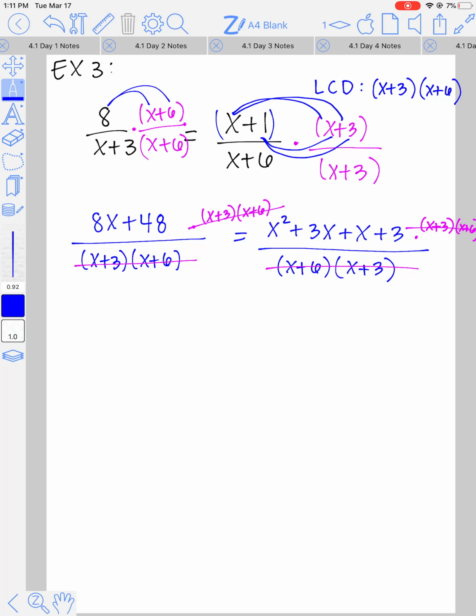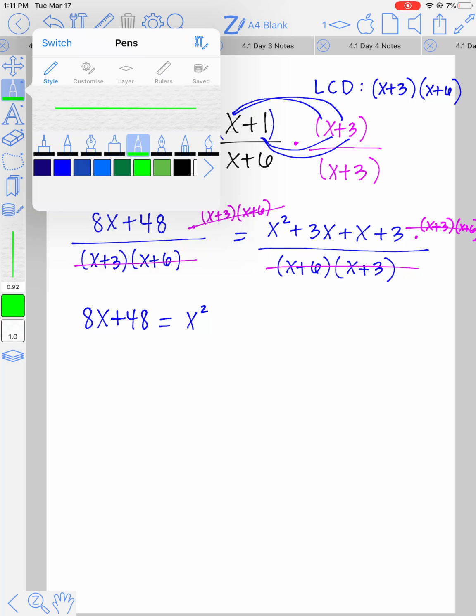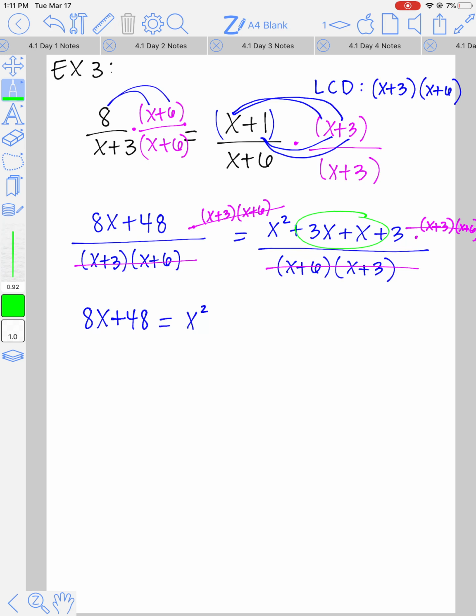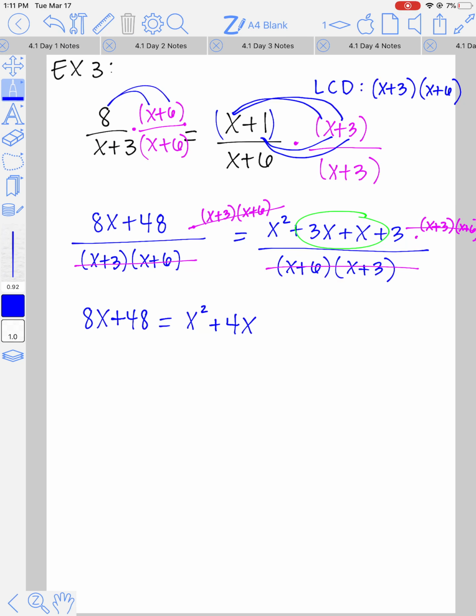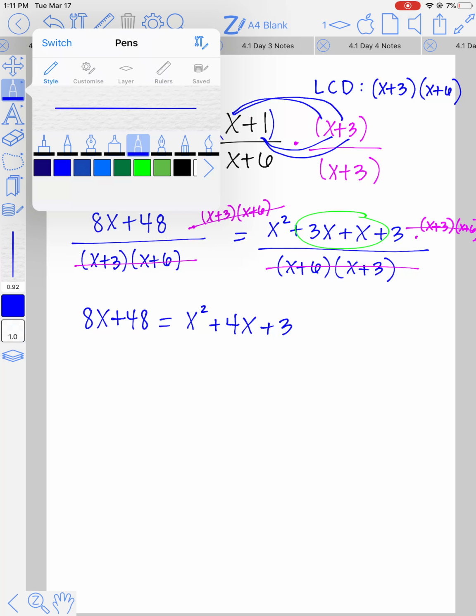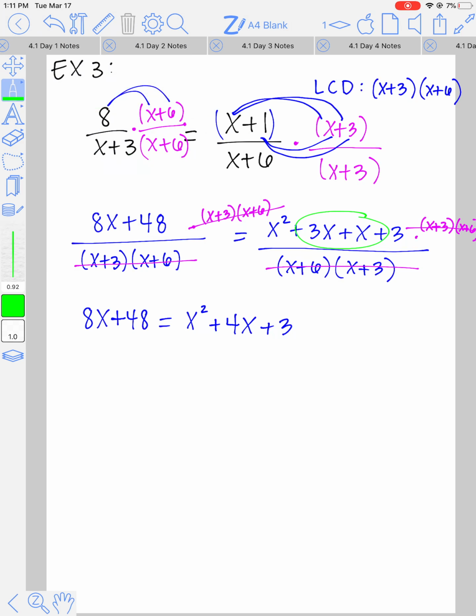Okay, and all we're left with on the left is 8x plus 48. And on the right side, we're just left with x squared. I'm going to combine the 3x and the x, and that's going to give me 4x. And we'll have the plus 3 at the end. Okay, so this time we have a quadratic expression, which just means that we have this x squared happening. Okay, so when I have an x squared, I'll want to get everything on one side and have 0 on the other side of my equal sign.